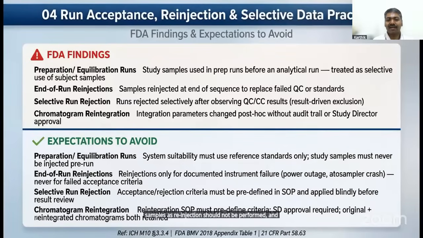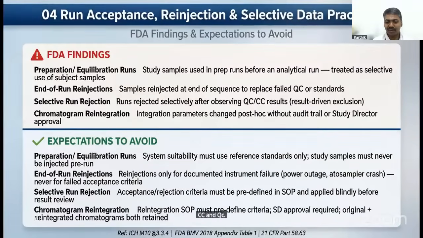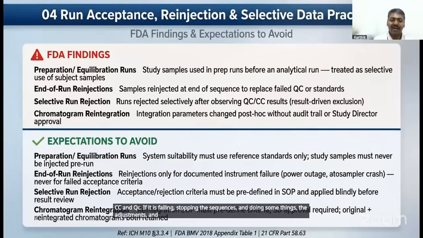And selective re-injections: the run is re-injected selectively after observing CC and QC failure. What they do is stop the sequence when the CC and QC are failing, make some adjustments, then re-inject the entire run and make it pass. That is not acceptable, so that also has to be predefined in the SOP.